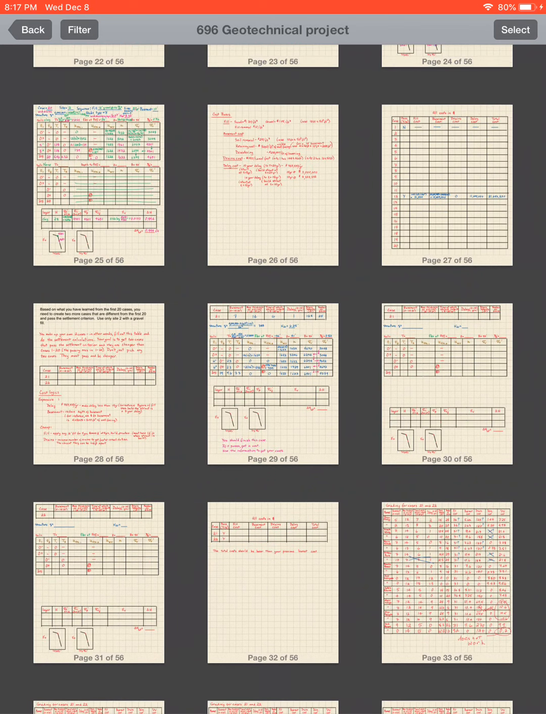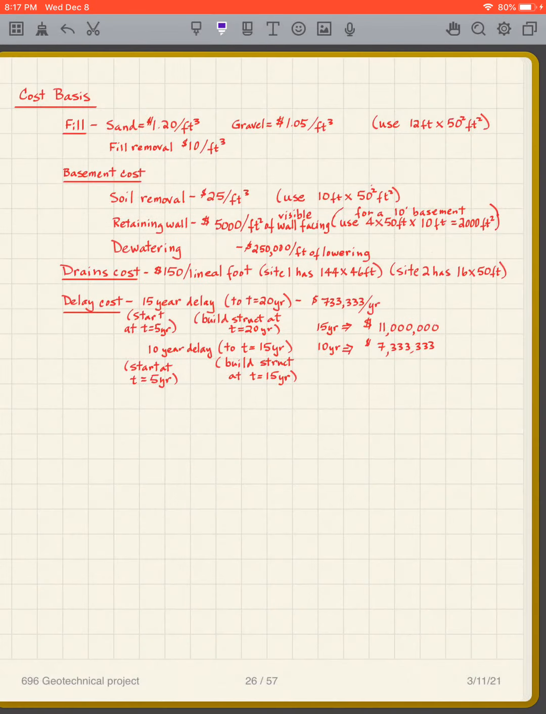Now, the next thing that we're going to do is we're going to put some costs on it. And so for each case that works, we're not interested in the cases that don't work, because if they don't work, there's no sense in putting a cost on it. So we just look for the cases that pass, and we're going to put these costs. The fill, for the sand, is going to cost $1.20 per cubic foot. The gravel is $1.05 per cubic foot.